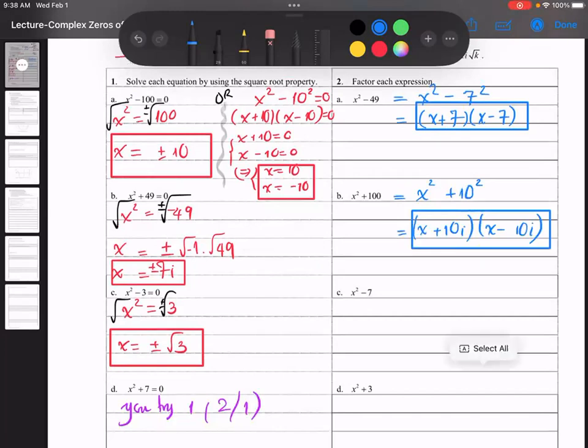What about C? Yeah, I always write this part. It's a good habit to have that part first, so you identify what your A and what your B are. So x plus root 7, x minus root 7.